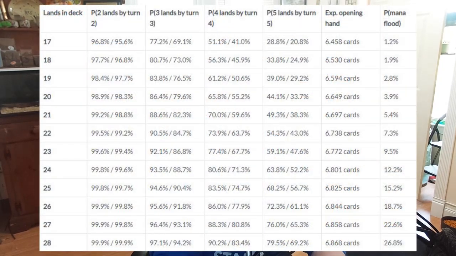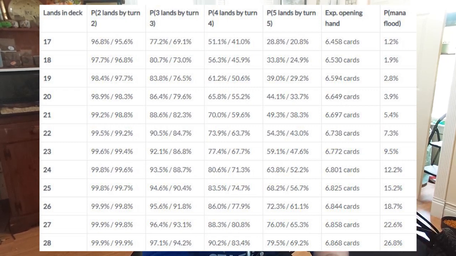But for normal people like you or I, a lot of the stuff doesn't really make sense. Instead, what I wanted to do in this video is sort of break down Frank Karsten's data. And by the way, we are using Frank Karsten's math and some of his charts, so I totally want to attribute that to him, to help me and you decide how many lands we should be playing in our deck.